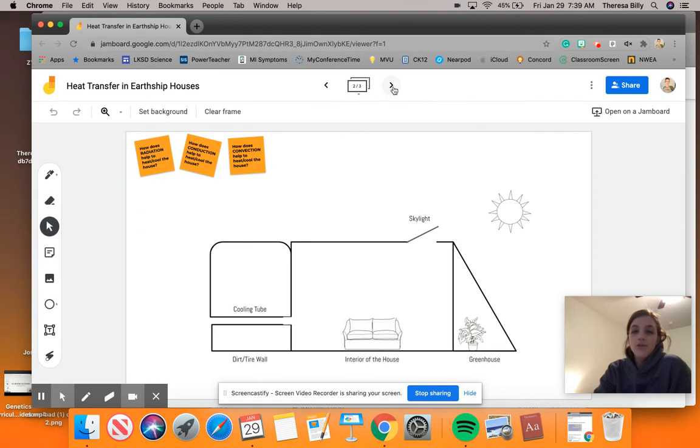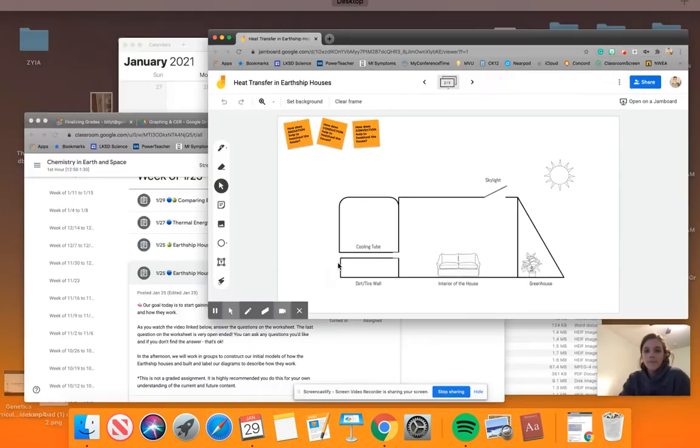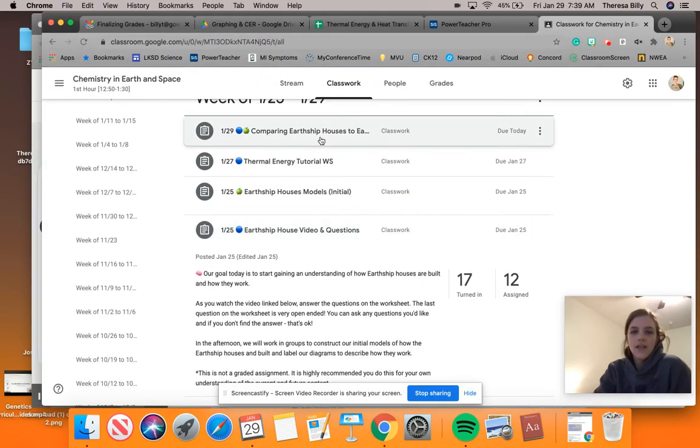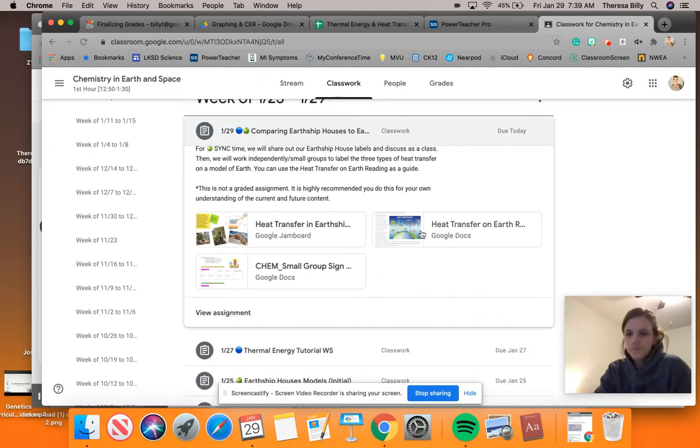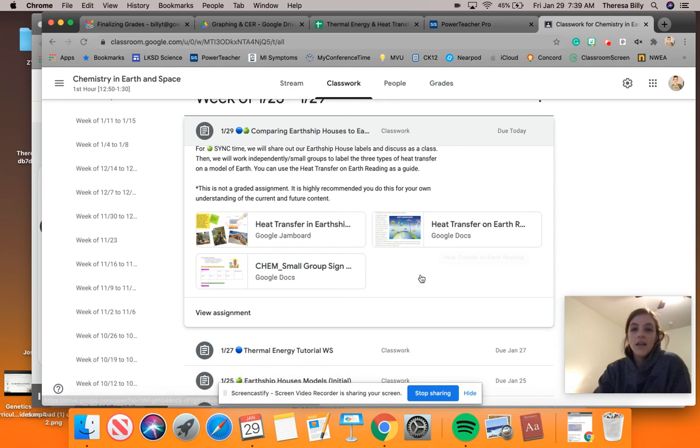This afternoon is when we're going to tackle the model of the entire Earth. So do not touch that this morning. Don't worry about it. Just worry about this slide here. Same goes for the reading that you're going to see in the assignment, Heat Transfer on Earth. That's not going to help you with the Earthship model, unless you need a review of the three types of heat transfer. It's only going to help us in the afternoon when we talk about the entire globe and how heat is transferred there.